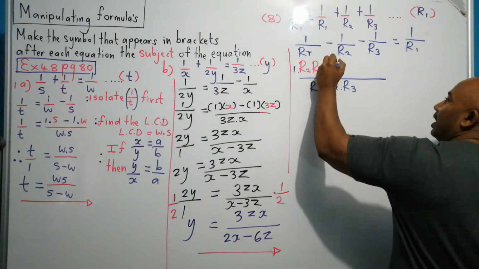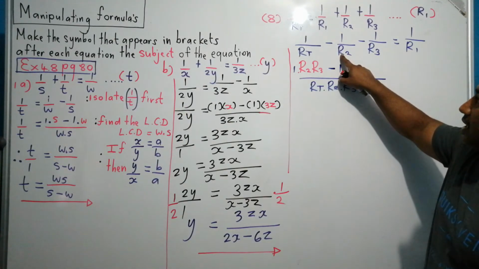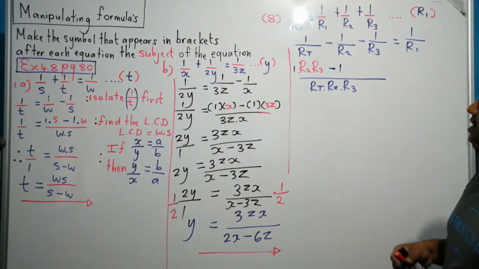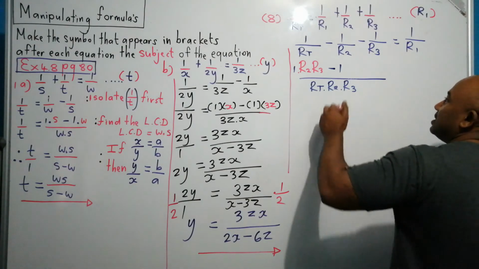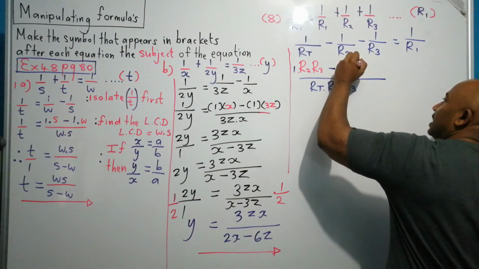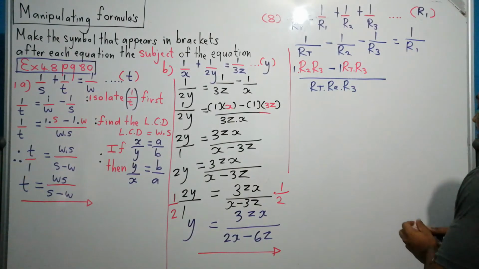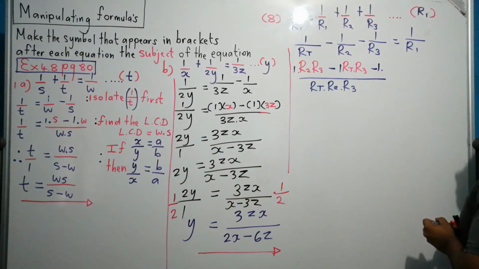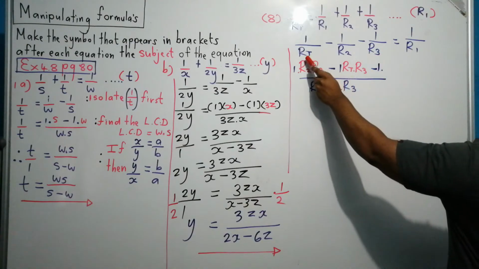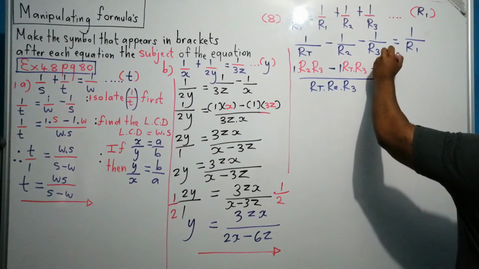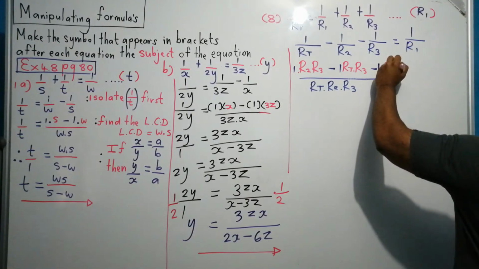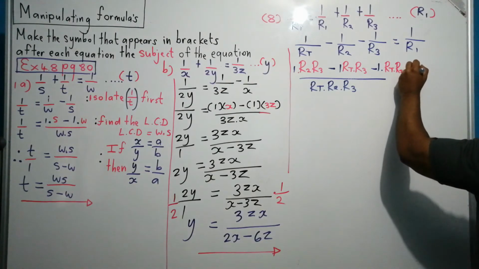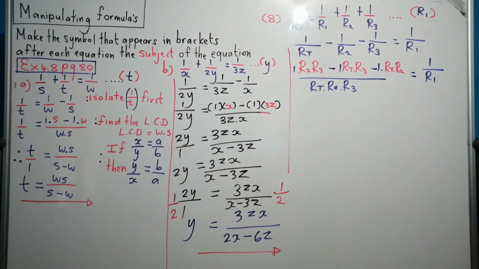Then we have minus this one. You look at this denominator, which is R2, and you already have R2 here, so what's missing will be RT times R3. So this one is going to be RT times R3. Then you have your last numerator there, which is 1 multiplied by, you have R3, so what's missing here will be RT times R2. So that will be RT times R2. And all this is equal to 1 over R1.